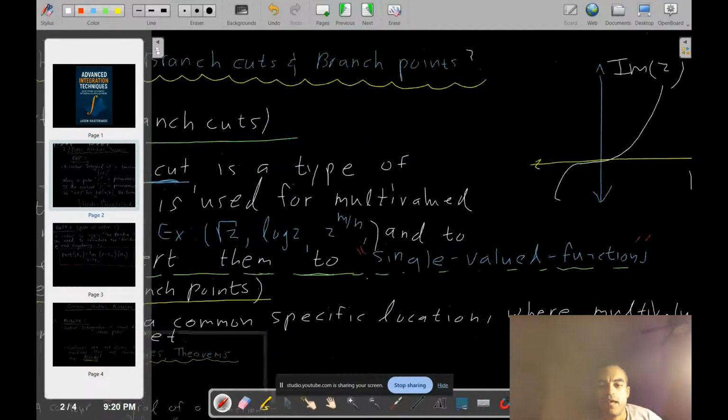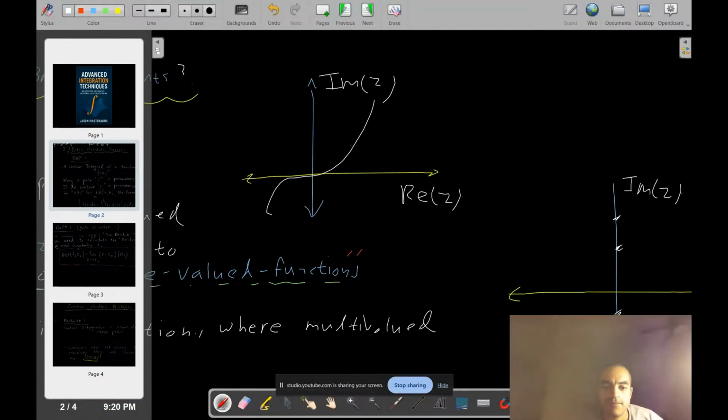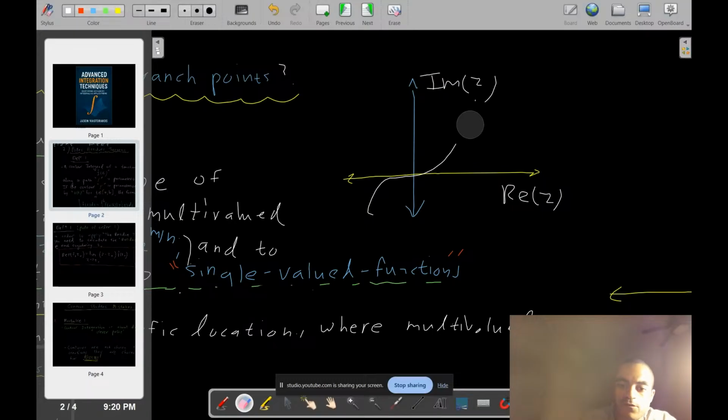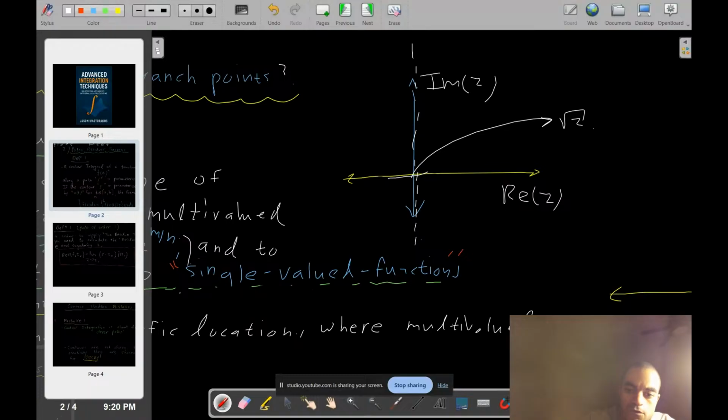Let me give you an example. A very good one would have been root z. Root z is a multi-valued function, so it would be looking like this. That's root z. Another one would have been log z. Log z would look something like this because it's asymptotic to the vertical axis. And this would have been log z, and so forth.